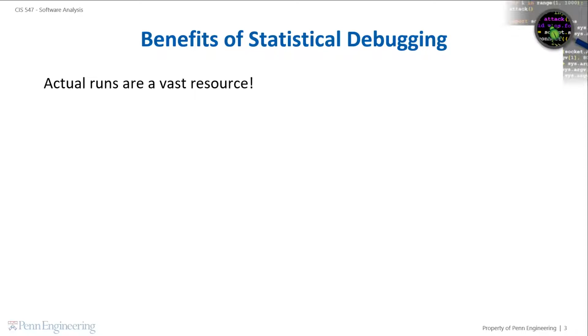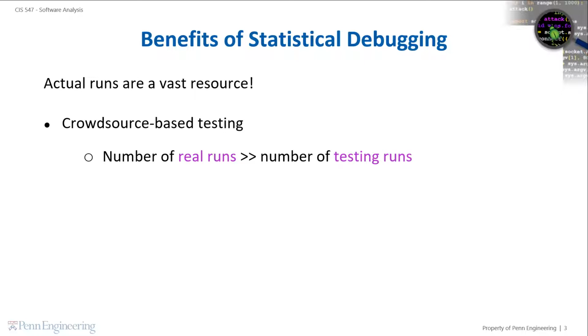Actual runs by users are a vast resource for two key reasons. First, they allow us to effectively crowdsource testing to the user population, which not only saves the resources for testing software in-house, but also the real runs can greatly outnumber the test runs that can be performed in-house.